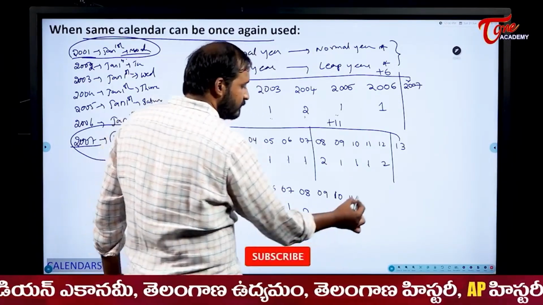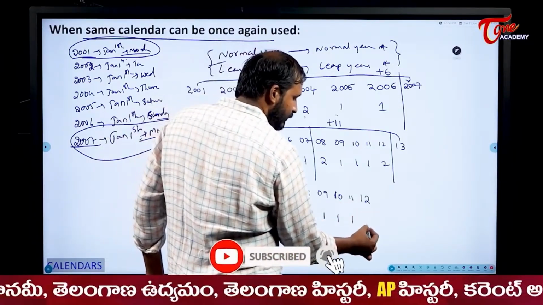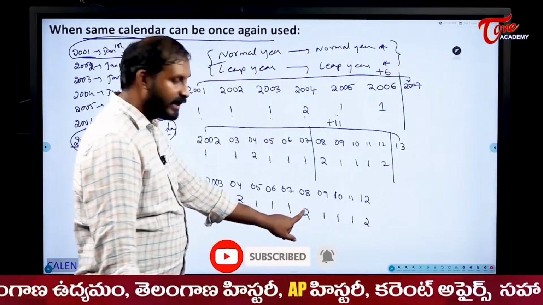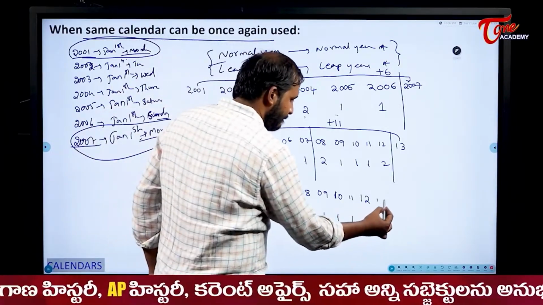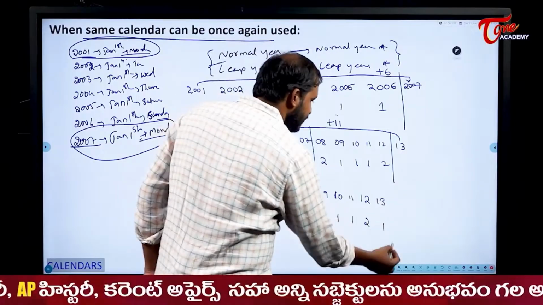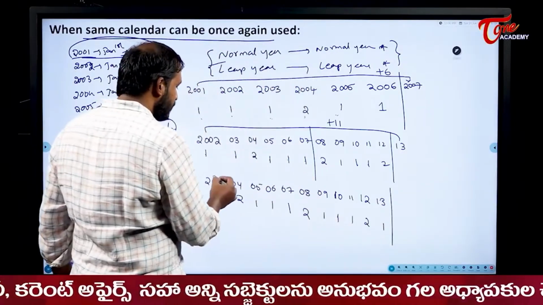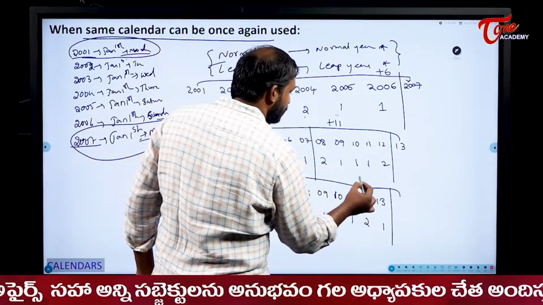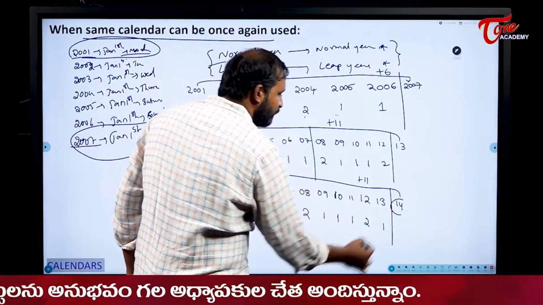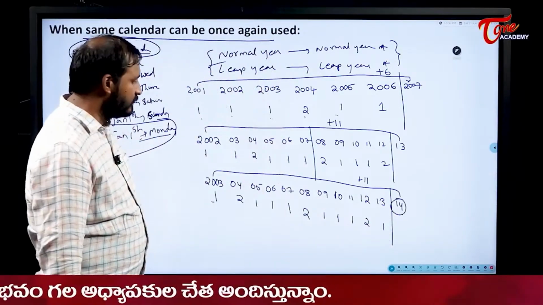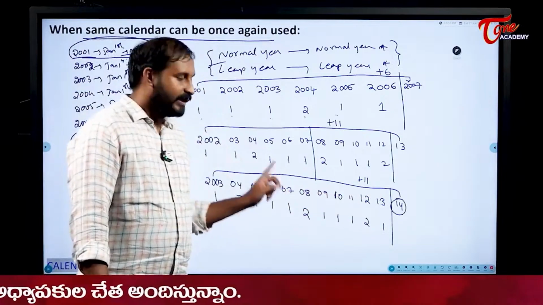11, 11, 12, I will get 2 here. Now see here up to here 8, 9, 10, 11, 12, 13, here 14. So that means next multiple is 14 only, right? That means the calendar of the year 2003 can be used after 11 years. That is in 2014. I can use it in 2014. Normal year, normal year. It is matching.